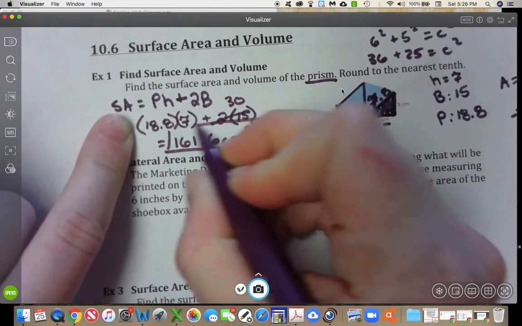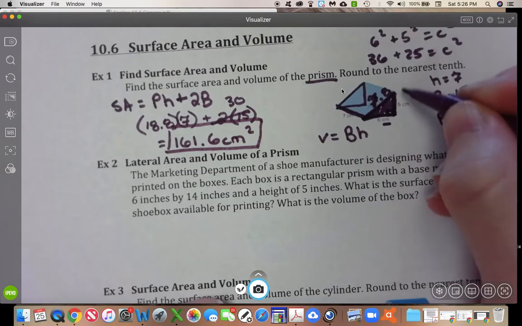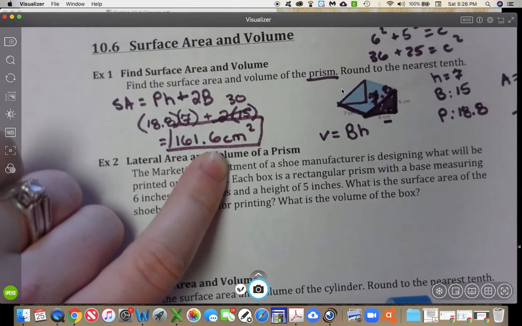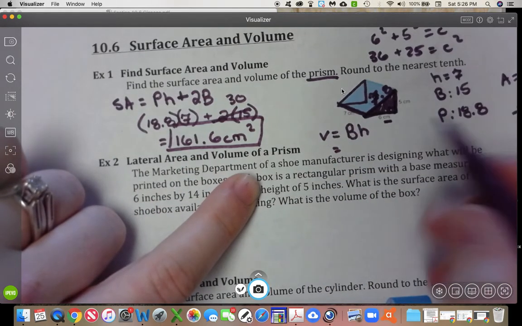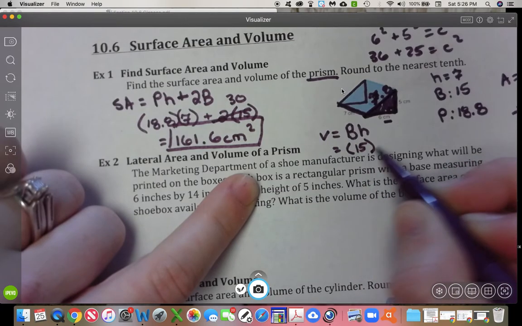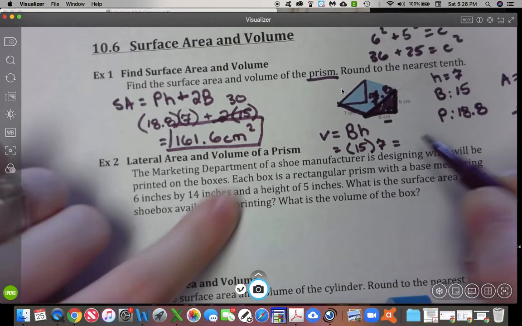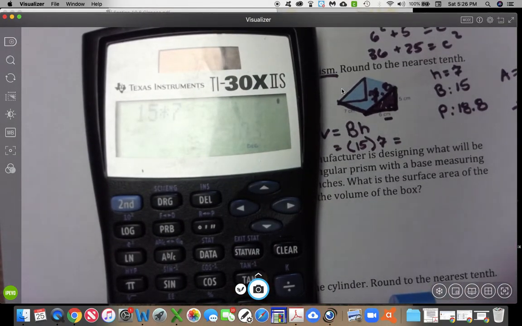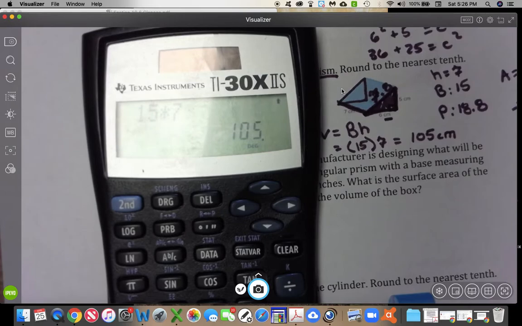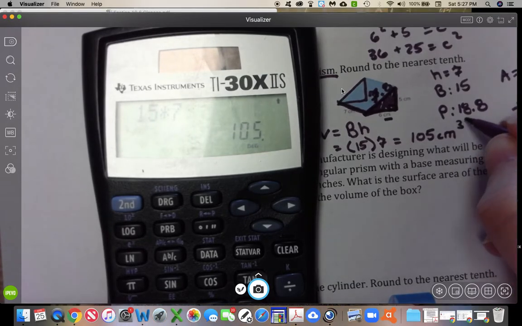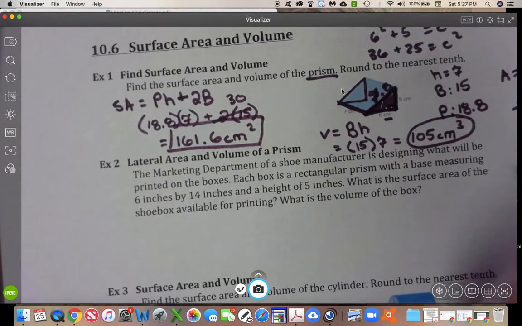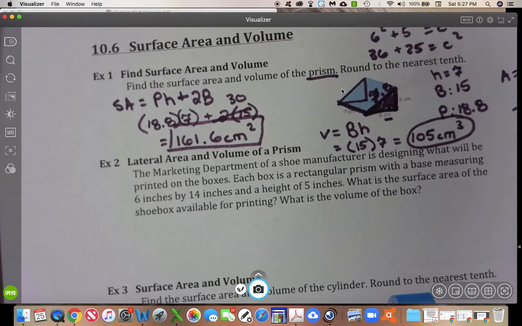So all of these faces, if I add them together, have an area of 161.6. Now volume, if I'm just doing the area of the base, you know the area of the base is 15, the height is 7, I would just take 15 times 7, and that would give me my volume. 15 times 7 is 105, and when we're dealing with volume, we're in centimeters cubed. So that's what the volume is going to be. All right, so surface area and volume, not too hard, you just have to make sure that your formulas are really clear and you're plugging it into your calculator properly.